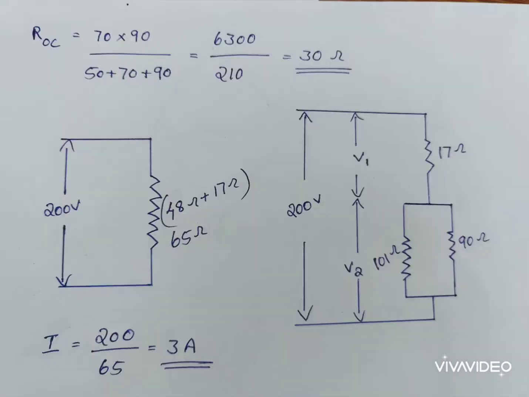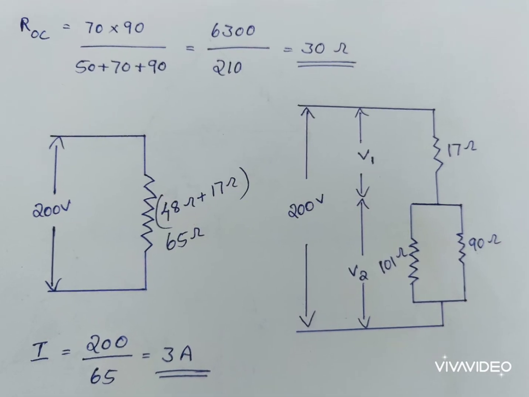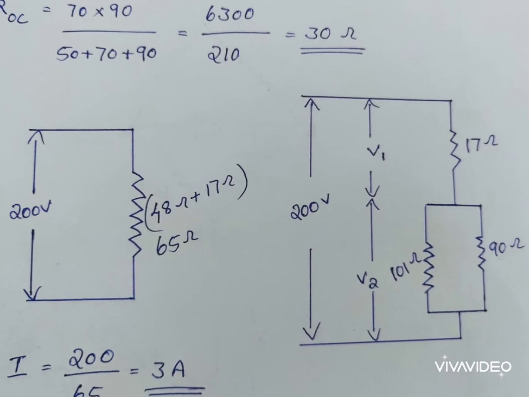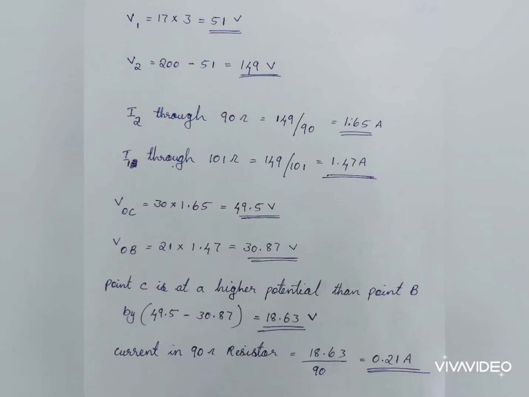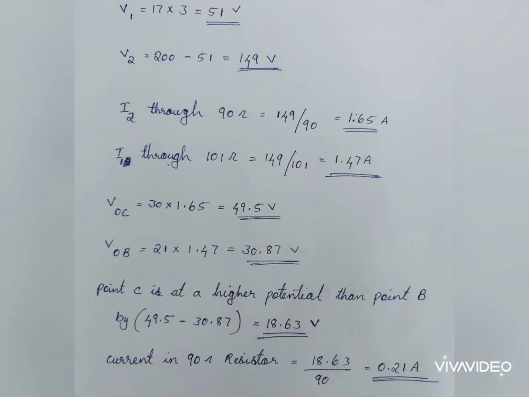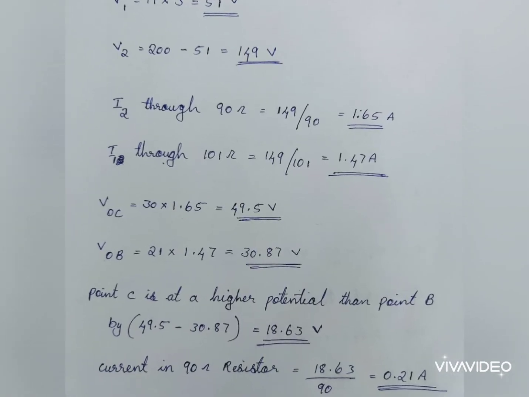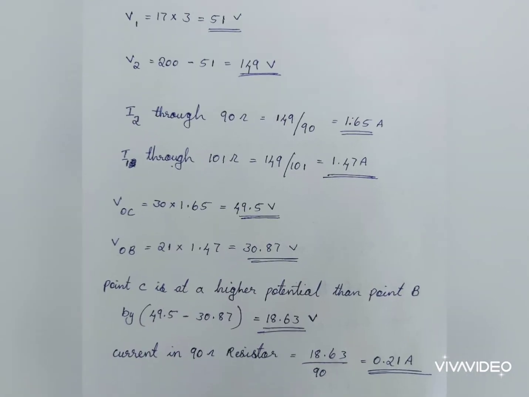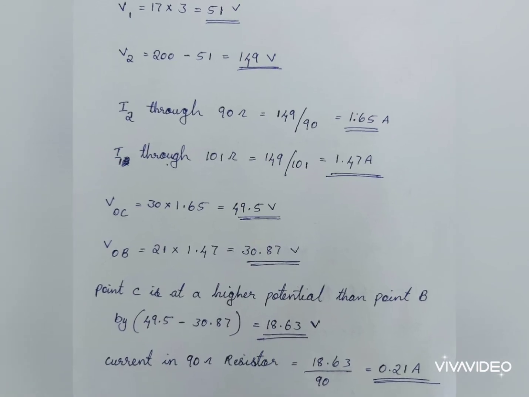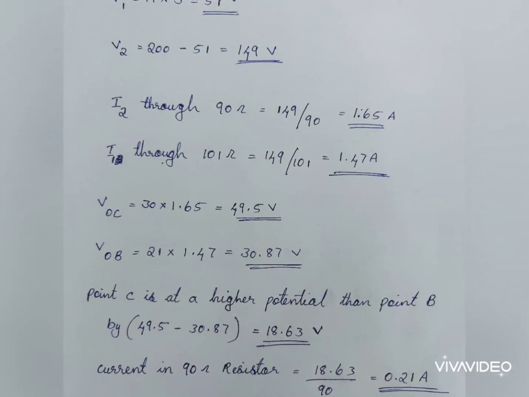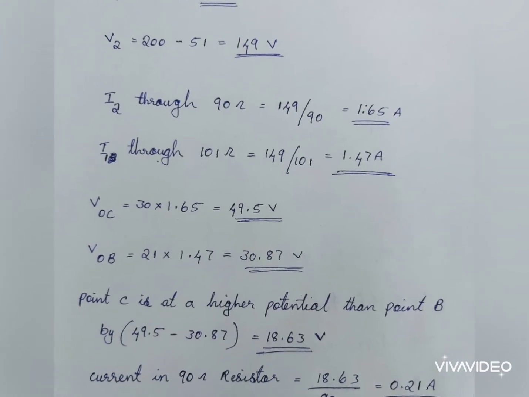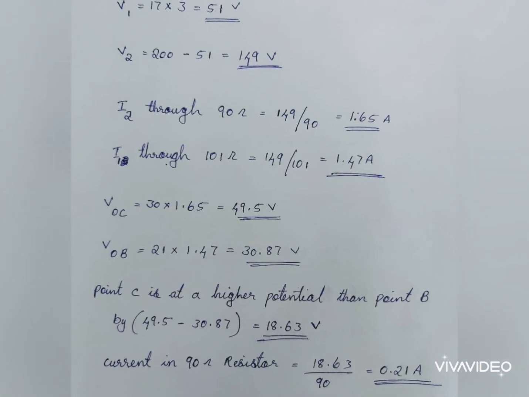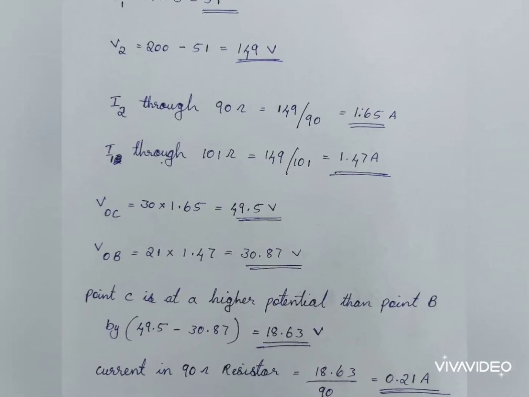Then you can find VOC, voltage across ROB and voltage across ROC. So VOB and VOC you will get. Then point C is at a higher potential than point B by VOC minus VOB. That is equal to 18.63. So that is VBC. That divided by 90 ohm is equal to the current in 90 ohm resistor, which is equal to 0.21 ampere.